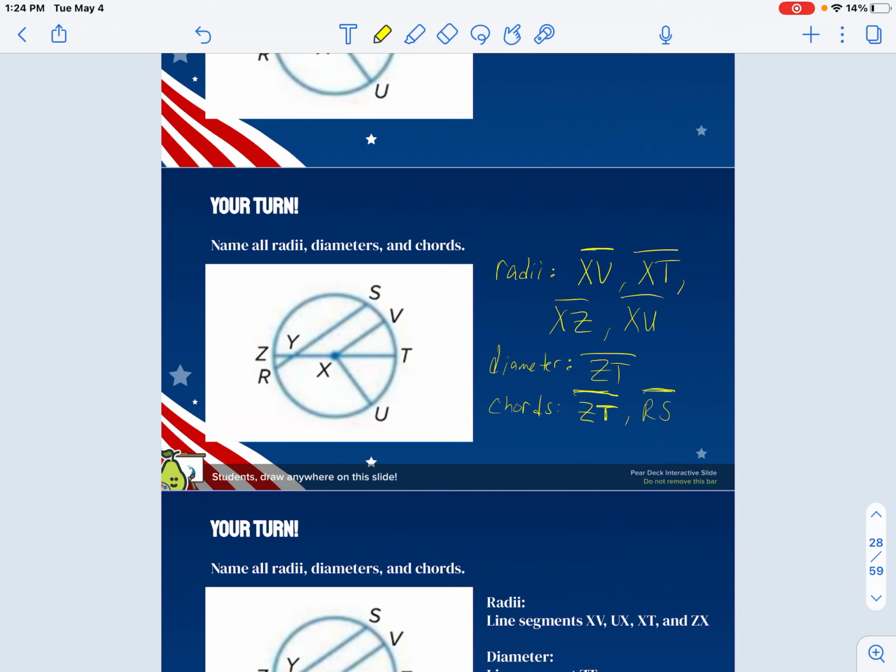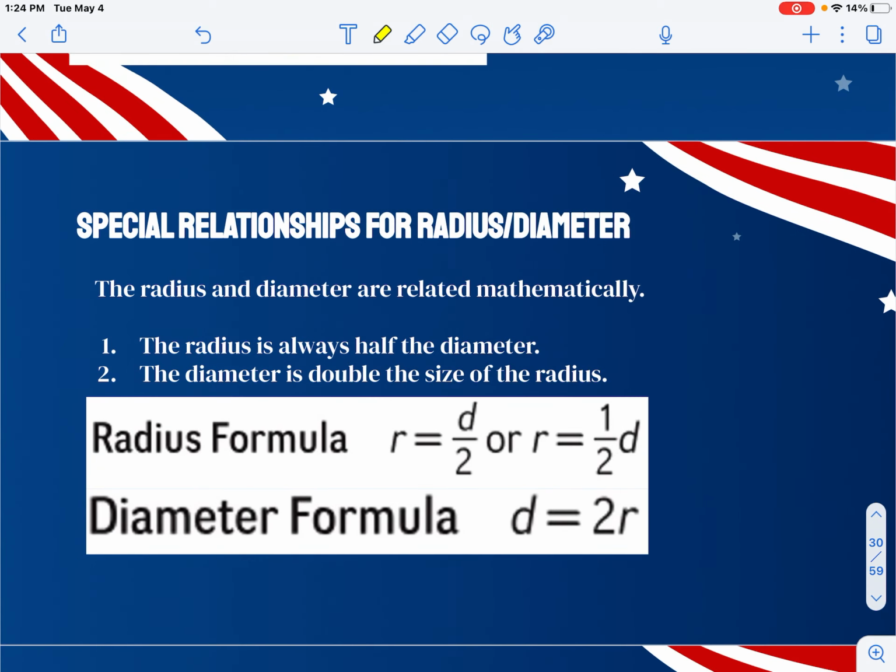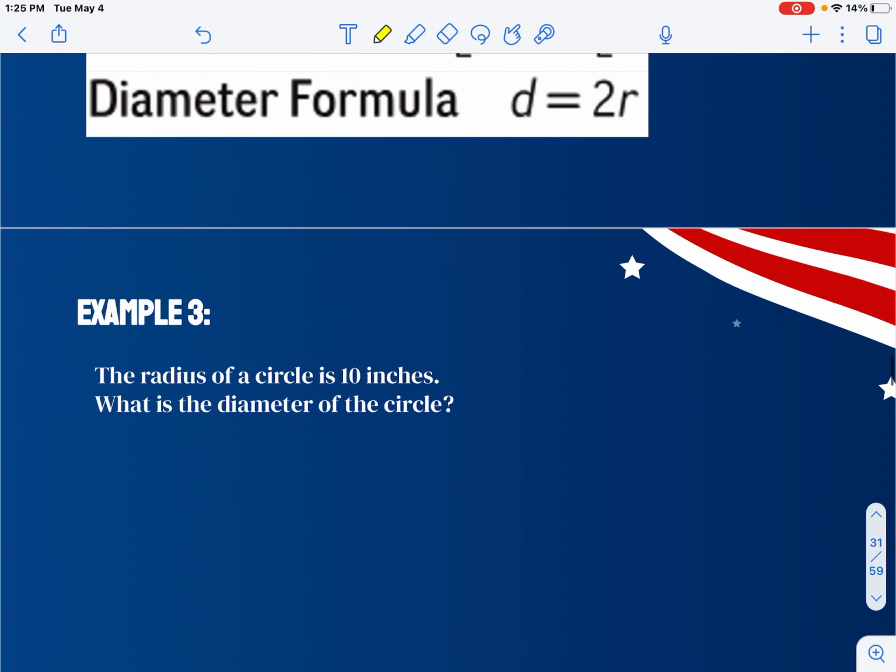All right, let's keep it moving. Radius and diameter are related. Remember, we said that 2 radii make up a diameter. So all you have to do is multiply the radius by 2, and you'll get the diameter. Or if you divide the diameter by 2, you would get the radius. Those are important relationships you need to know, and we'll do some problems based on that.